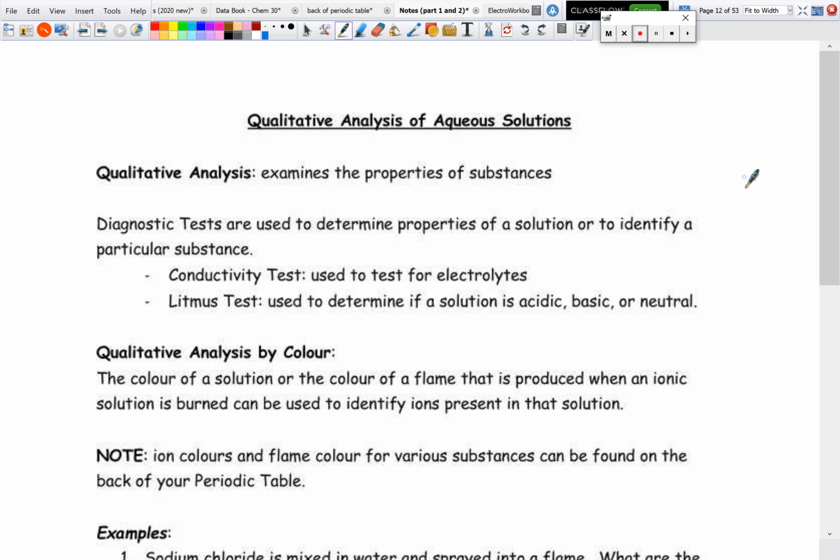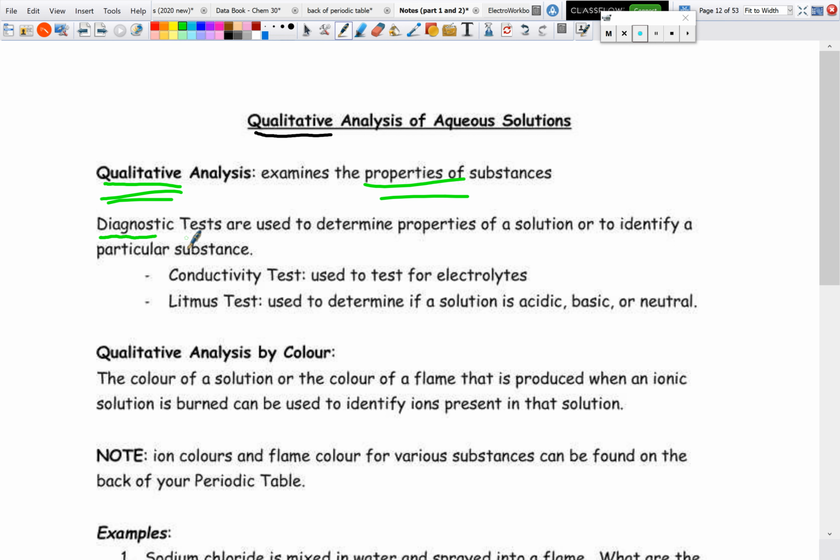Alright, welcome back. So we're going to be looking at our last little lesson for today, or this week, which is the qualitative analysis of aqueous solutions. For this entire section, the qualitative analysis examines the properties of substances. We already looked at some of the things that we can do, and what we're going to be using is something called diagnostic tests, which we already looked at before.